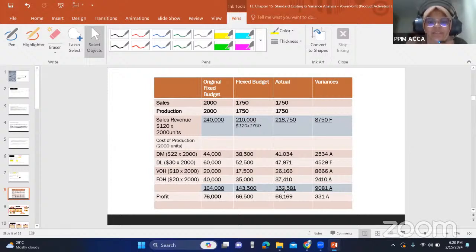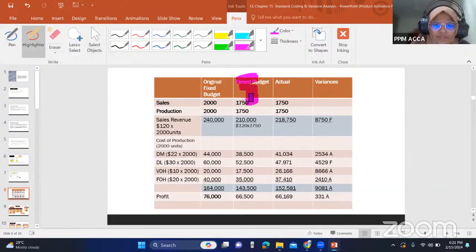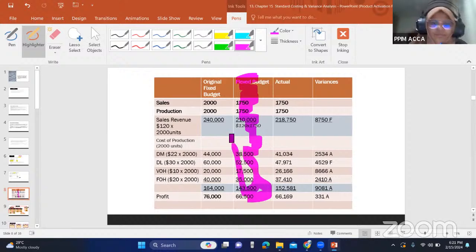Now, let's say I'm the CEO of the company. I told you, let's forget about this flex budget, let's assume it's not there. So I look at the original fixed budget. I see profit has to be 76,000. I look at the actual. Profit is 66,169. Problem. Then I will ask, why is that happening? Let's look at all the costs. Let's look at the sales value first. 240,000 I was supposed to get as sales revenue, but actually I have only got 218,750.